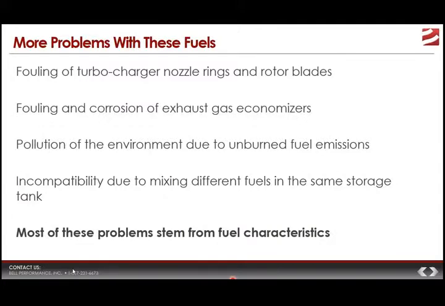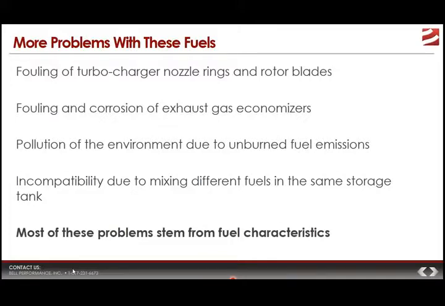Of course, pollution of the environment due to unburned fuel emissions, that's obvious. There can be some compatibility issues if you try to mix marine fuel oil with other types of fuels in the same storage tank. That, I think, is a little bit less of an overt problem. But as you can see, we had 3 slides here that listed off all of these potential problems. So it should be pretty well evident that users of marine fuel oil have a lot to contend with.